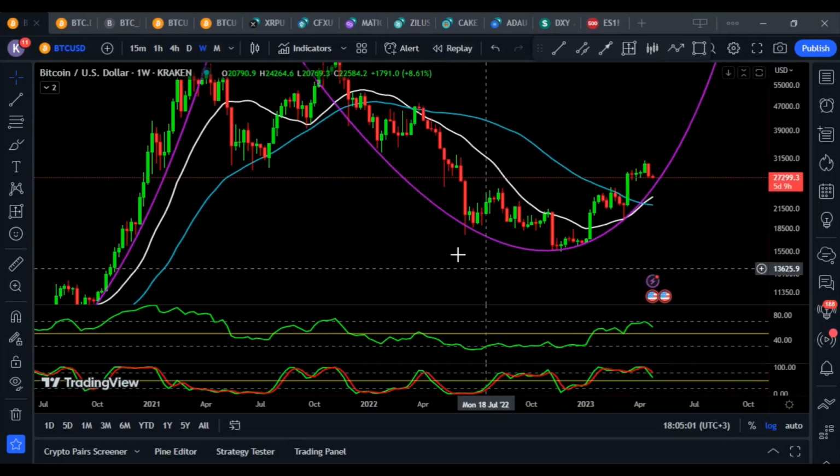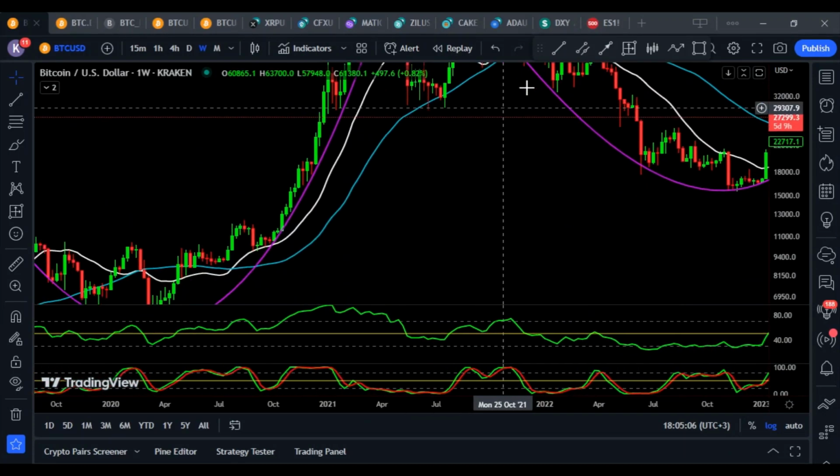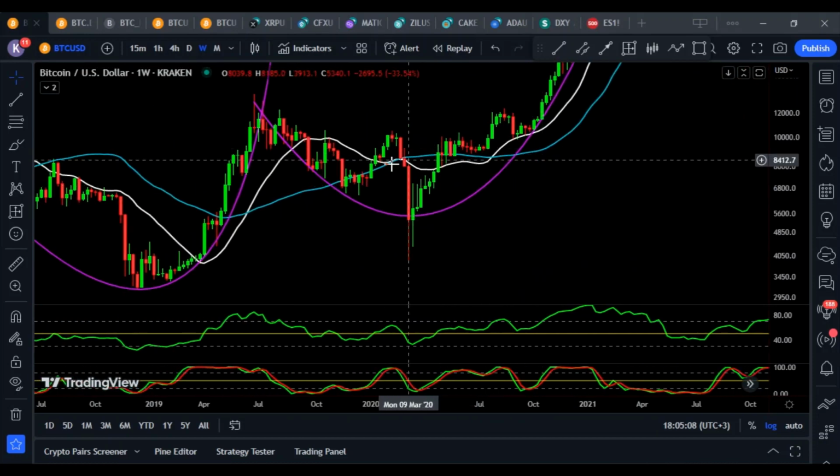Let's jump into current times. Of course, when we have the 20 crossing 50 in every occasion, that is not good.